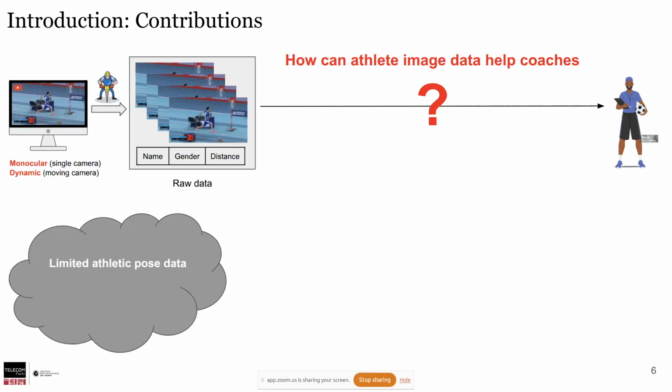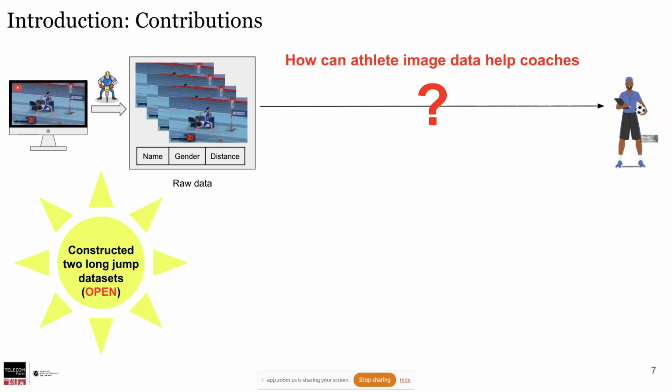Despite there being many of these kinds of videos, the first problem is that these videos are not ready-to-use data. So we have limited athletic pose data, especially for the online competitions. The videos are monocular, which is shot by a single camera, and dynamic by a moving camera as well. So the first thing we do is that we constructed two long jump data sets and made them open, and perform the analysis based on that.